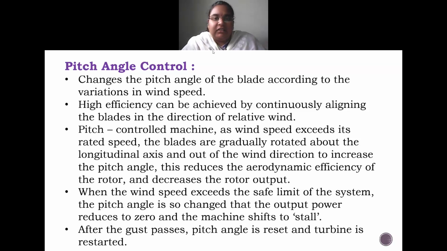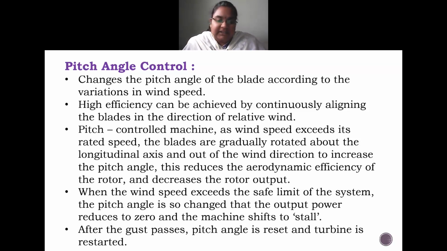So why are we decreasing the rotor output here? In order to make sure that our machine does not get overloaded. When the wind speed exceeds the safe limit of the system, the pitch angle is changed so that the output power reduces to zero and the machine shifts to stall. Stall means stop. The safe limit of the system is nothing but the furling speed. If the wind speed is more than the furling speed, the pitch angle is changed so that the output power will be zero, and the machine is stopped.